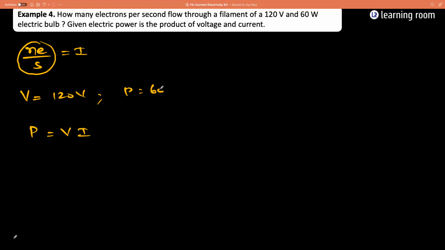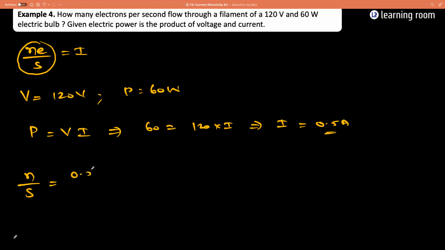So power is 60 watt, which implies 60 is equal to V, which is 120, into I, which implies I is equal to 0.5 ampere. So half ampere flows. That's it. But they're asking the number of electrons per second. So calculate N divided by S. N divided by S is equal to 0.5 divided by 1.6 into 10 power minus 19.